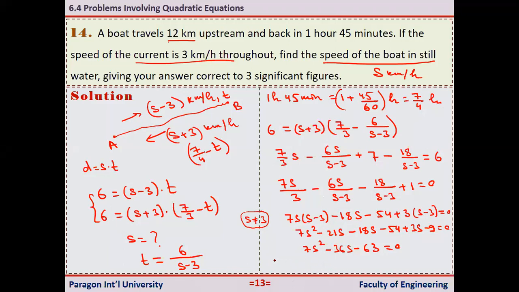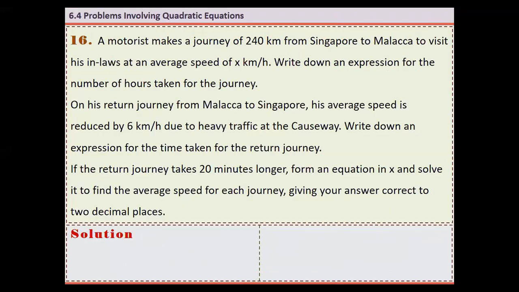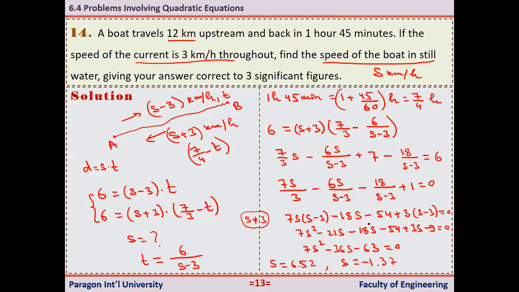By solving this equation, we will get that s is equal to 6.52, or s is equal to minus 1.37, correct, to 3 significant figures. And this is rejected because it is negative. So the answer is: the speed of the boat in still water is 6.52 kilometers per hour.